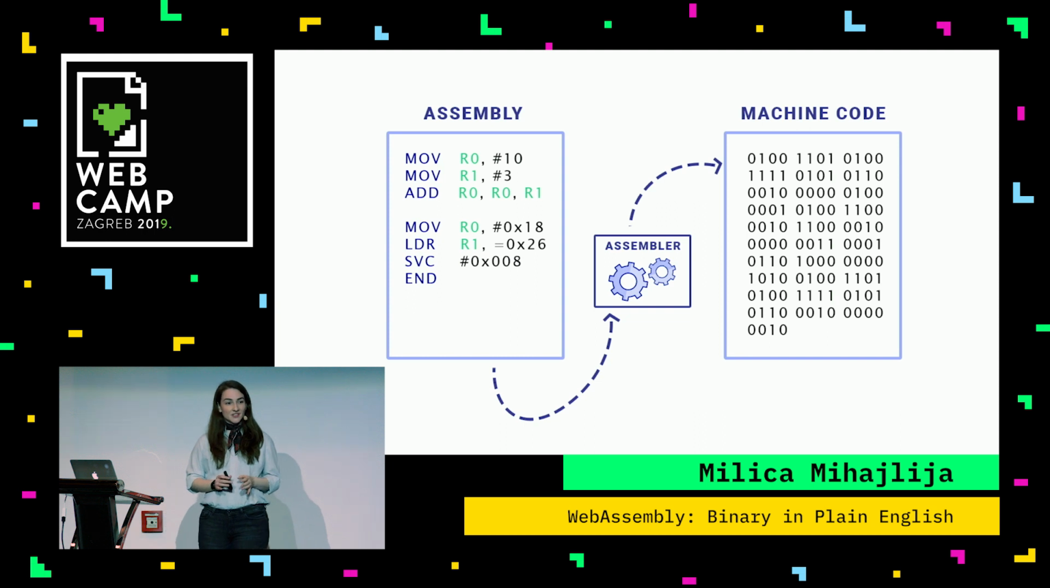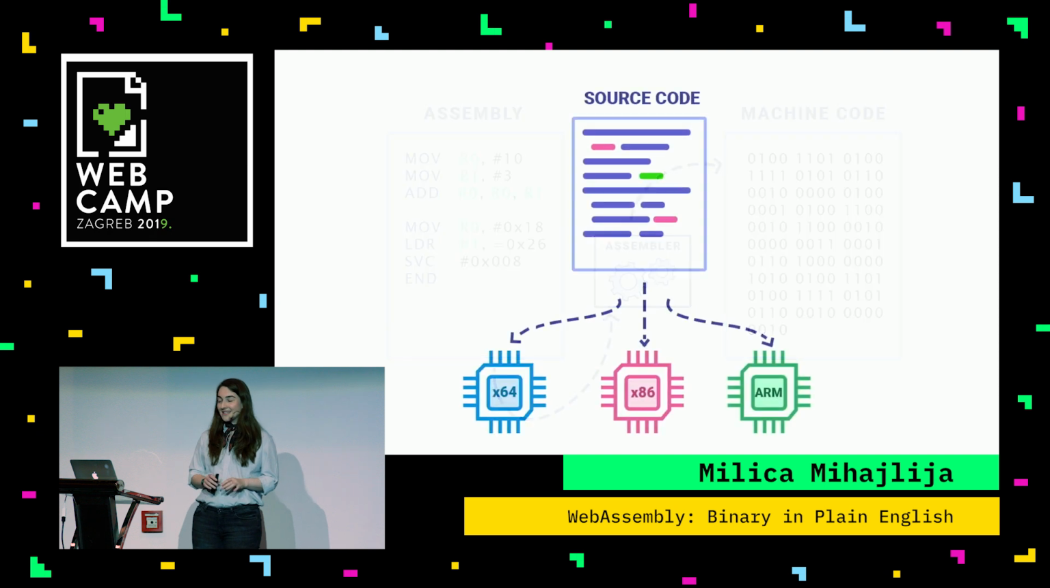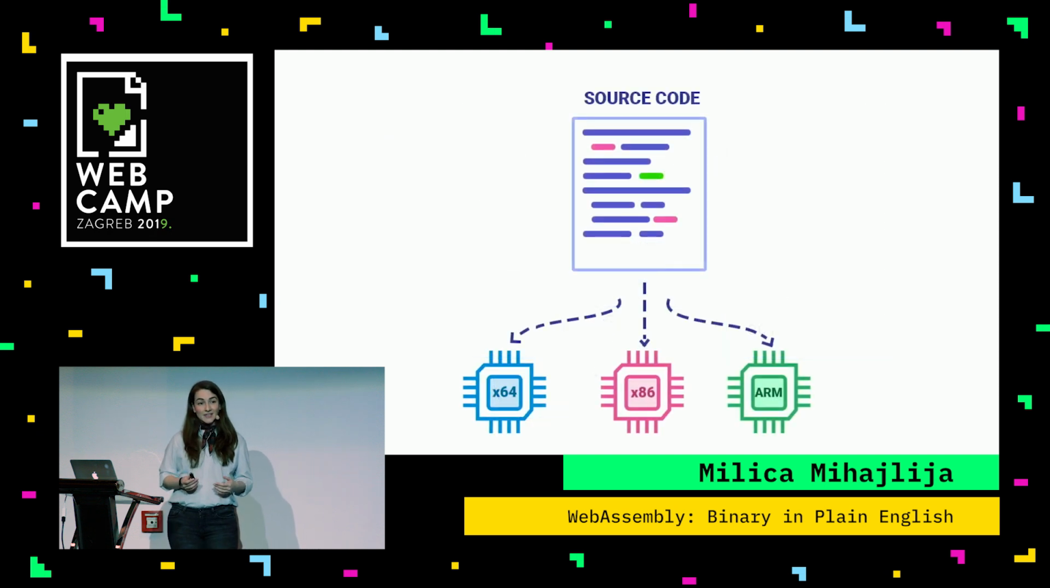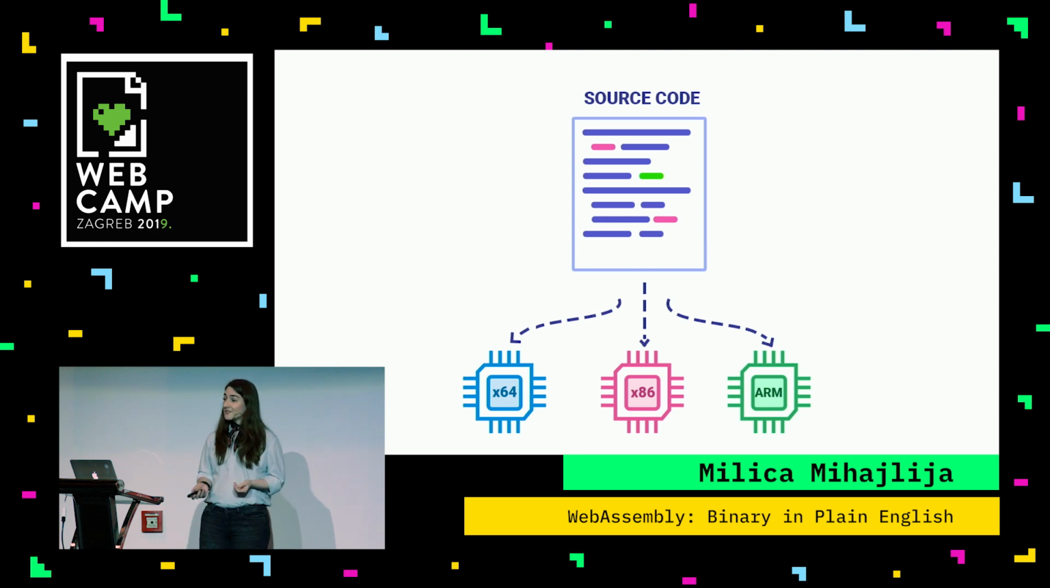Assembly typically refers to humanly readable languages that are similar to machine code. Machine code is what your processor understands, a bunch of numbers. Now, every high-level programming language has to get translated down to machine code in order to run on the processor. And different processor architectures need different machine codes and different assembly for each of them.